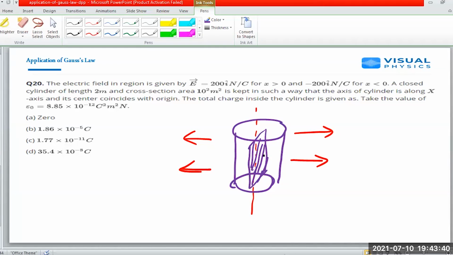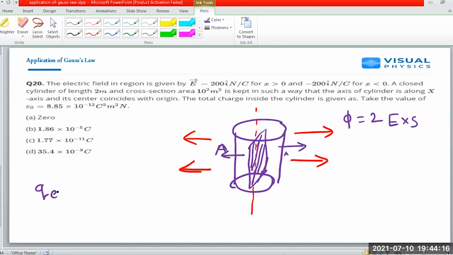What students usually make a mistake in is that they try to find the curved surface area of the cylinder, but no, I am not interested in curved surface area. The total flux crossing this cylinder, if I project the curved surface, will turn out to be a rectangle. So I can simply write phi is equal to, because here the direction of area is positive and the electric field is positive, and here area is negative and electric field is negative. Minus into minus is plus, plus into plus is plus only. So phi is 2E into S.